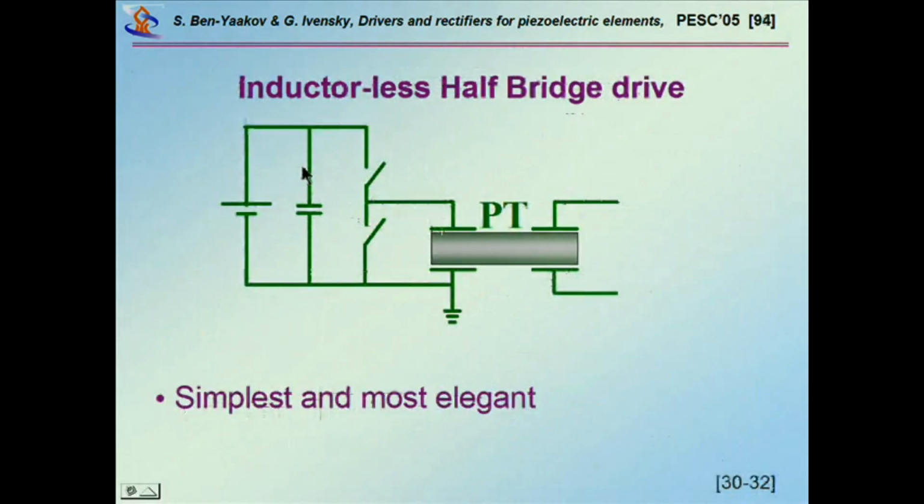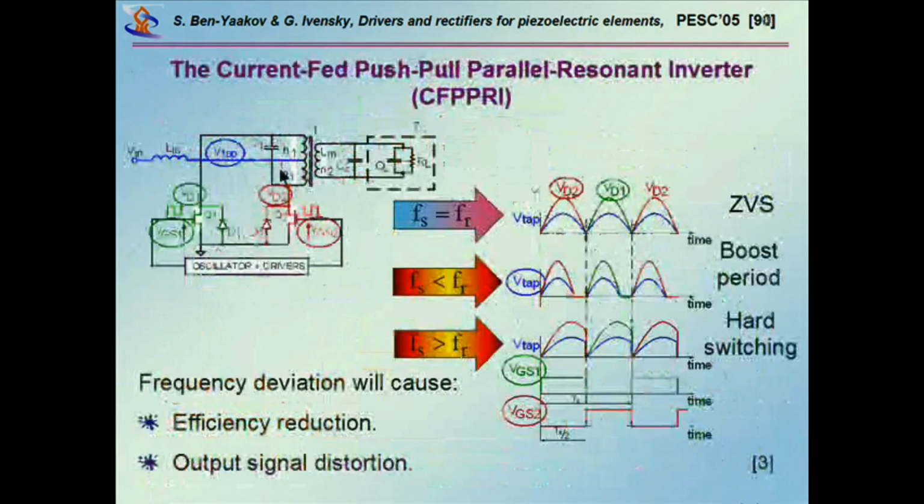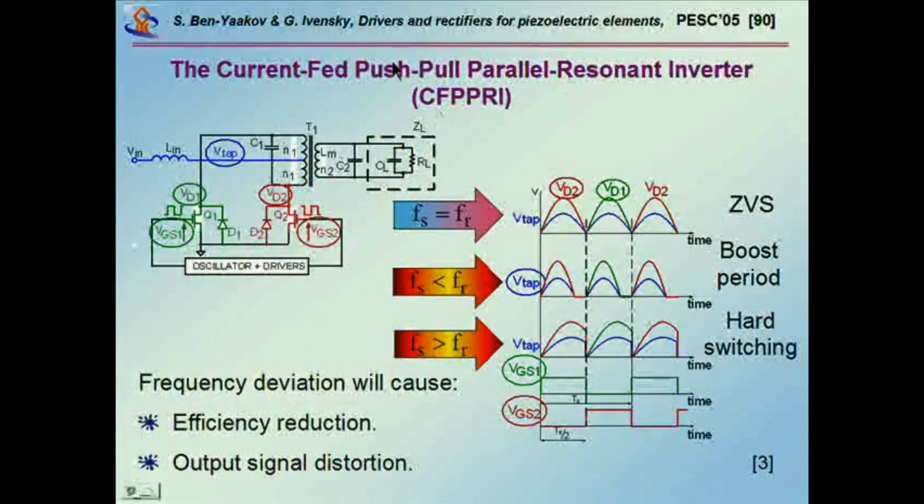This inductor of the coupled inductor or transformer plus this capacitor is a parallel resonant circuit. We drive it alternatively, one transistor then the other one, like in a push-pull, of course. And it is current driven, namely there is an inductor in series with the input.